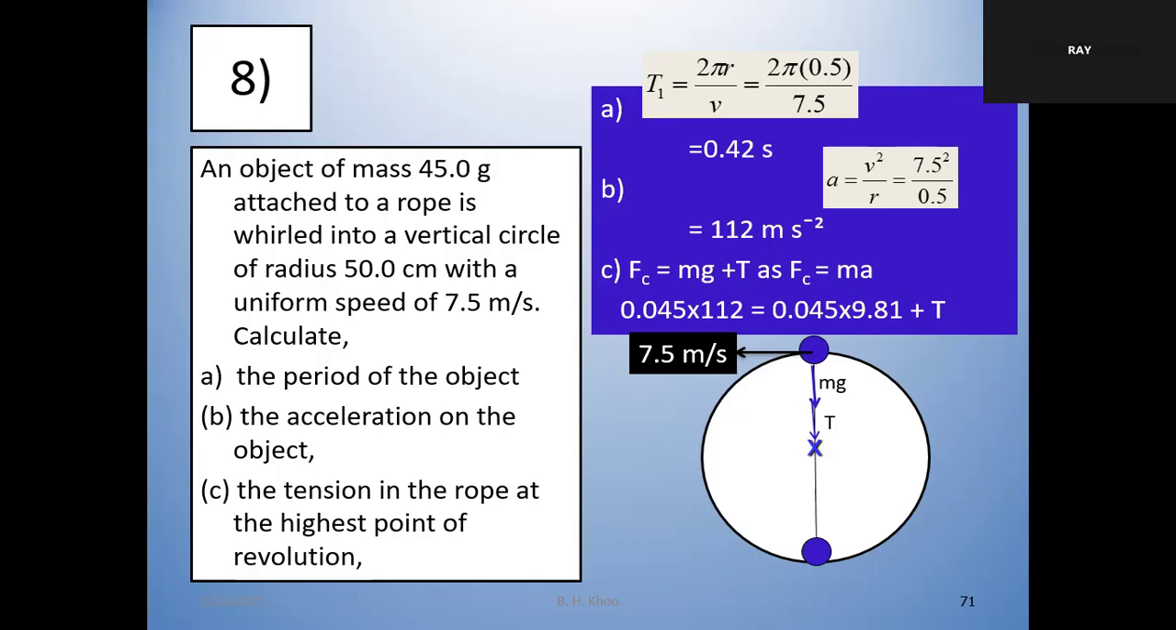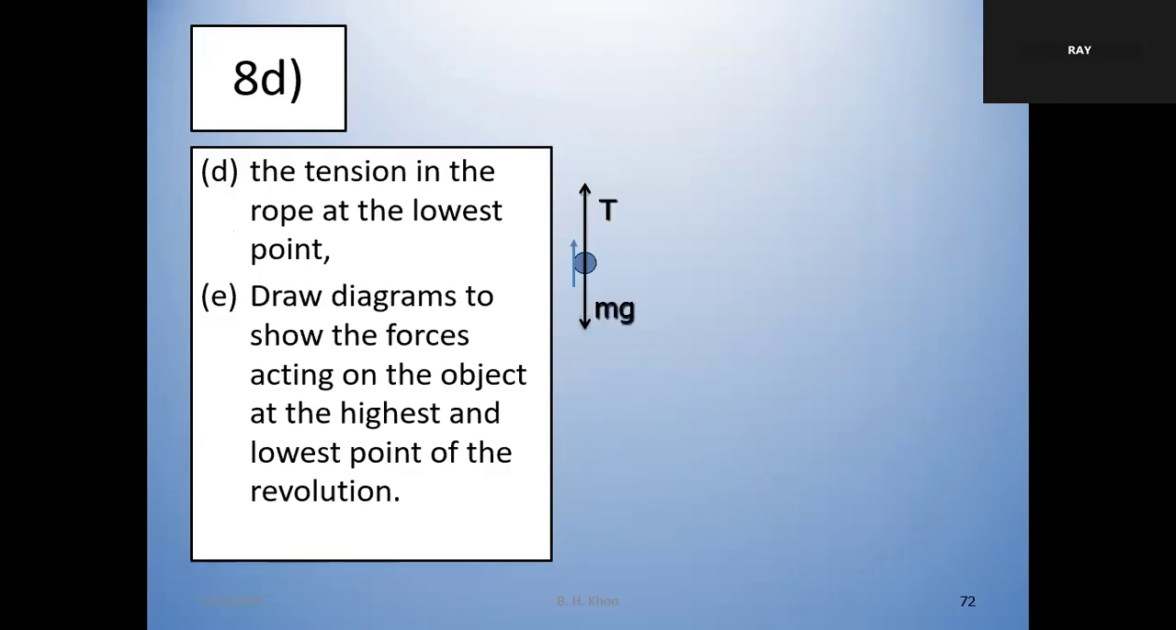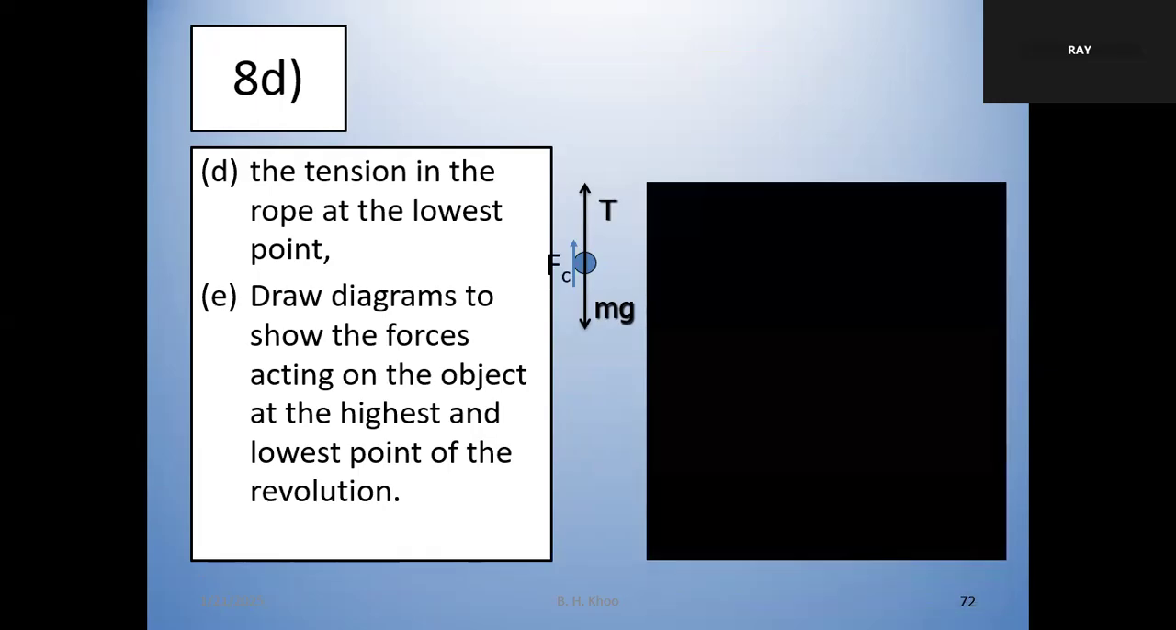Remember your resultant force is centripetal force, and you have calculated the acceleration already. So you just use Newton's second law: Fc is ma. At the bottom, the forces acting are mg and the tension. Centripetal force is still upwards. These are the things that are given.